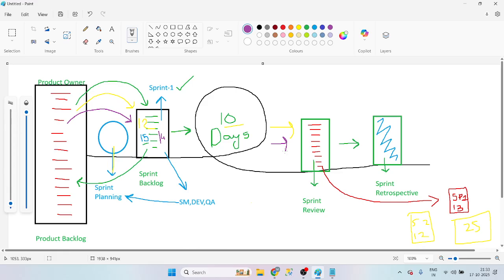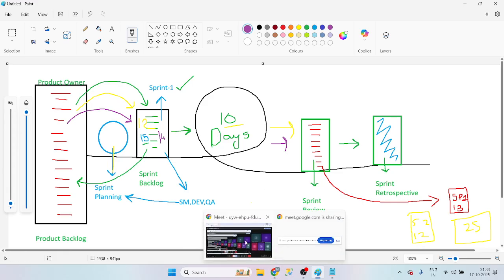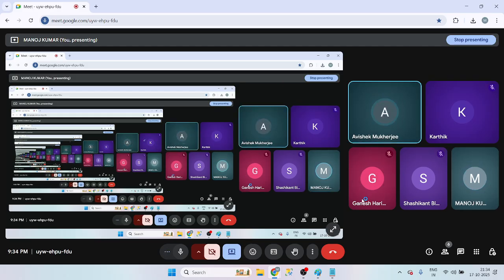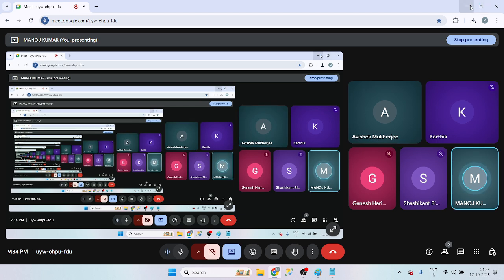Yes, same process. Whatever work we have done in sprint 1, we are doing the same thing in sprint 2, right? We are doing the same thing in sprint 3, right? Am I right or wrong? Yeah, same iterative process. Whatever we are doing in sprint 1, we are doing the same thing.